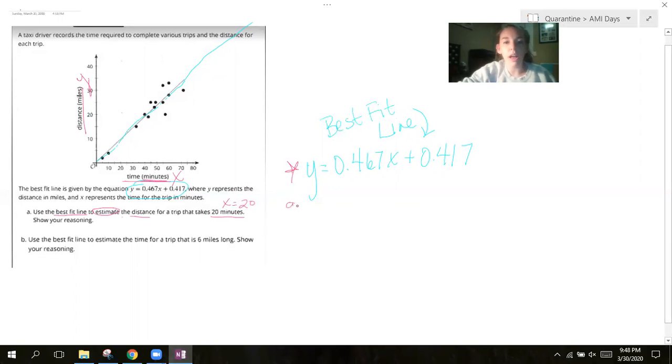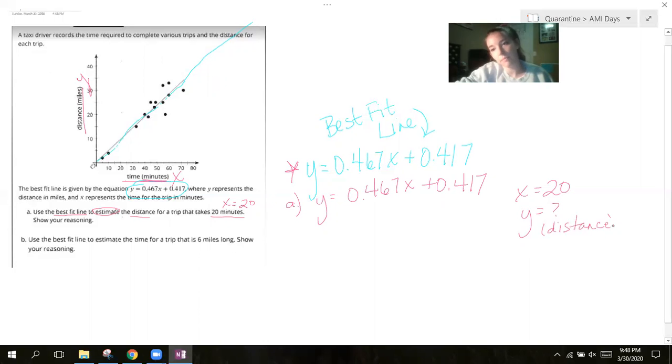Okay, so for part A, we're just going to rewrite that equation for the line of best fit. All right, and then it told us that it was going to take 20 minutes. So it wants us to solve for the y value, which is the distance. Okay, so I have an equation, I have a variable. What do I do? I know that I am supposed to plug it in. Okay, so I'm just going to say y equals, there's an x, I know that x equals 20. I'm just going to plug that in or substitute it.